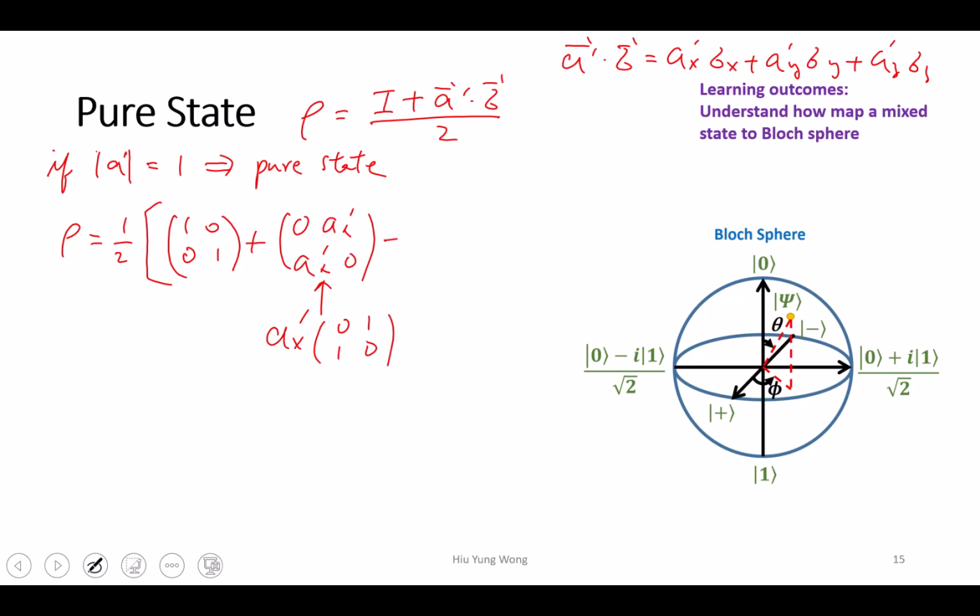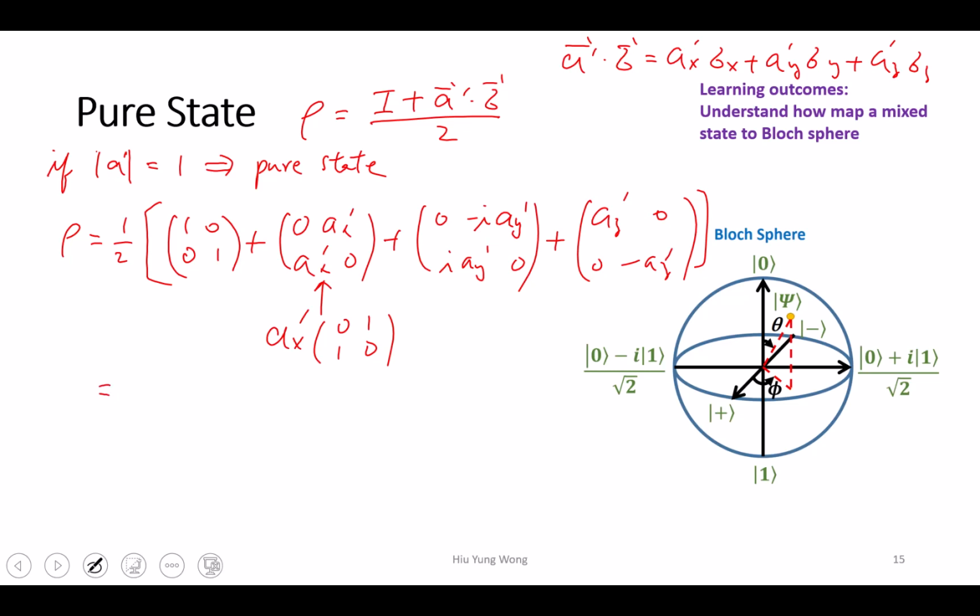Okay, then how about the Y? What do you write? 0, negative I, I, AY dash, 0. What I'm doing is just multiplying this way. And similarly, what is Z? It's 1, but we multiply by AZ, right? Negative AZ, right? So I spell it out slowly. Actually, we don't need to, but I just want you to do it slowly.